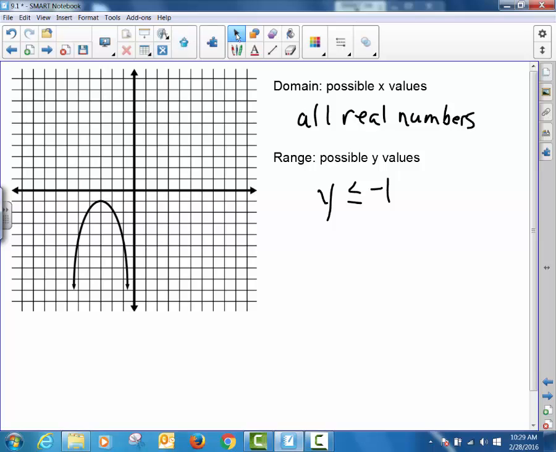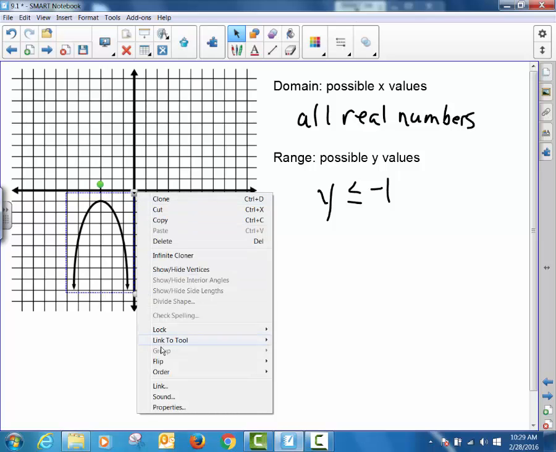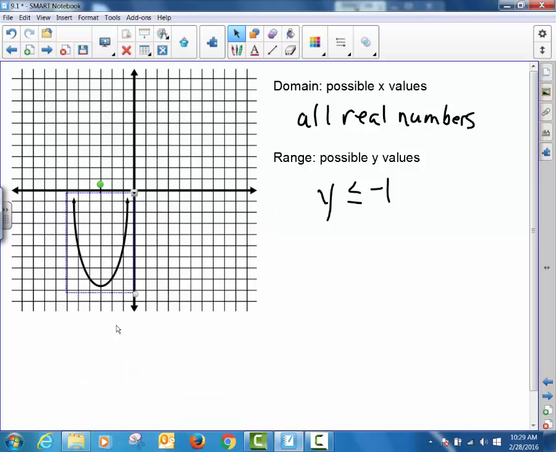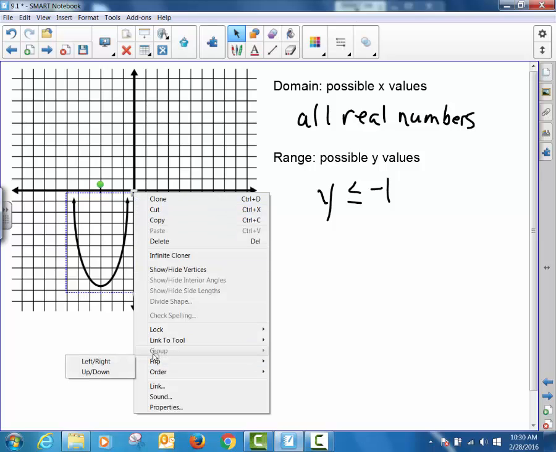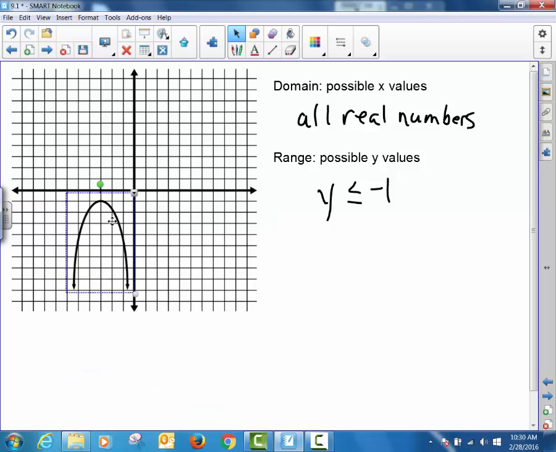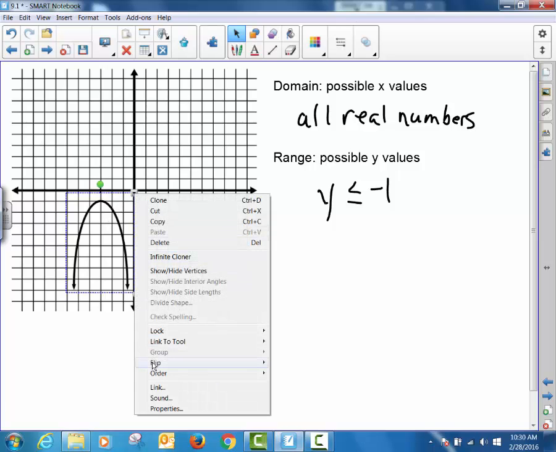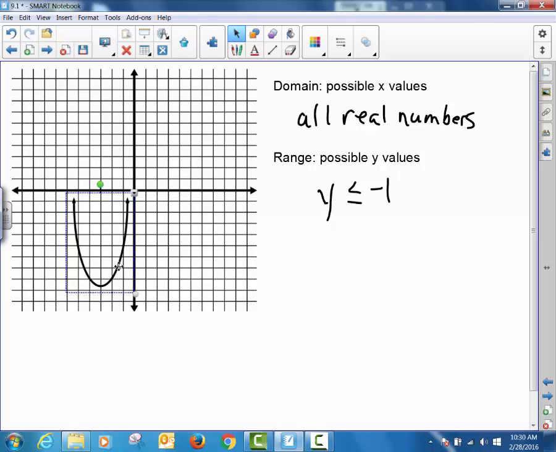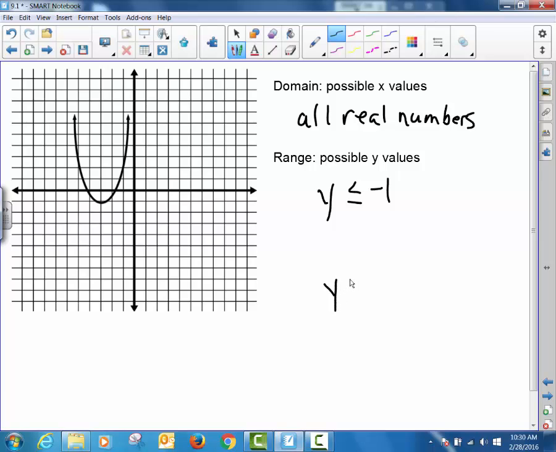Now let's look at this real quick here. If it had been like this and we flipped it, well, I didn't get it, did I? And we flip it, okay, well, what happened? There we go. And we flipped it and we put it right here. Now the possible values for the range would be y is greater than or equal to -1. See, it starts at -1 and goes up. Okay, so that's the difference in the way these are notated.